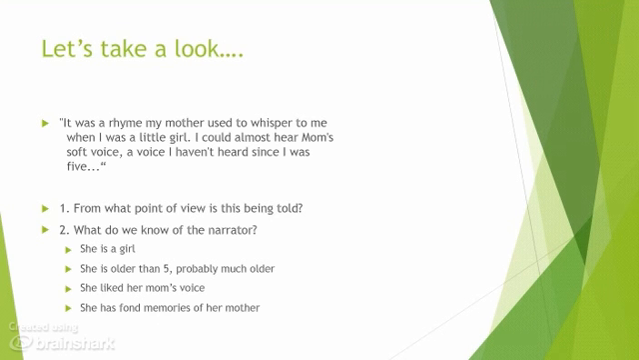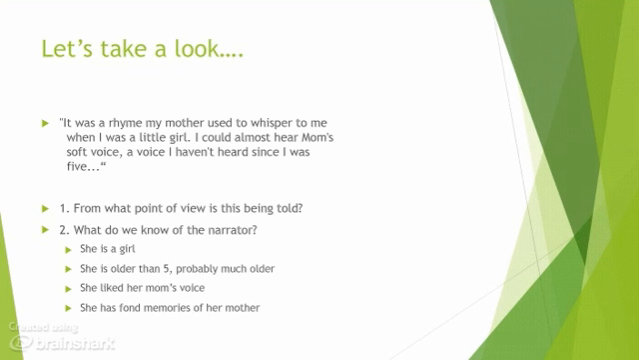Let's look at an example of a text and decide from what point of view it is being told. Then we will also take a look at all the different things we can learn about the narrator based on clues within the text. It was a rhyme my mother used to whisper to me when I was a little girl. I could almost hear Mom's soft voice, a voice I haven't heard since I was 5.